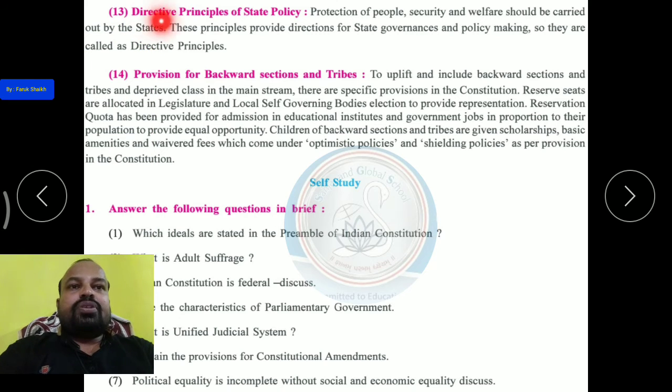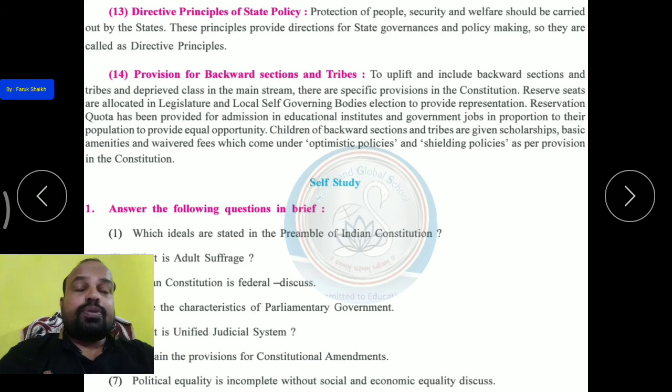Now, directive principles of state policy. What are the duties of the state, and what types of principles do they have to follow? मार्गदर्शक सिद्धांत, जो कौन से सिद्धांत पे काम करना है.